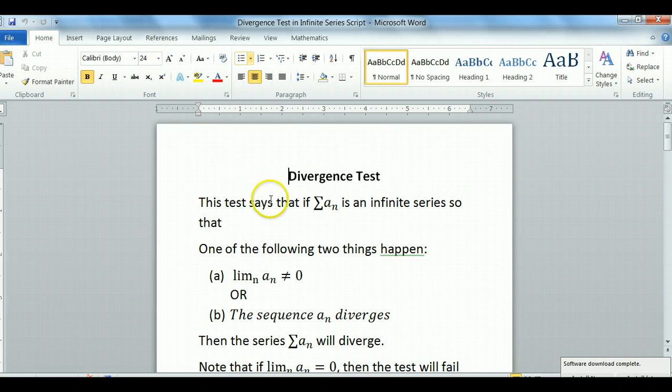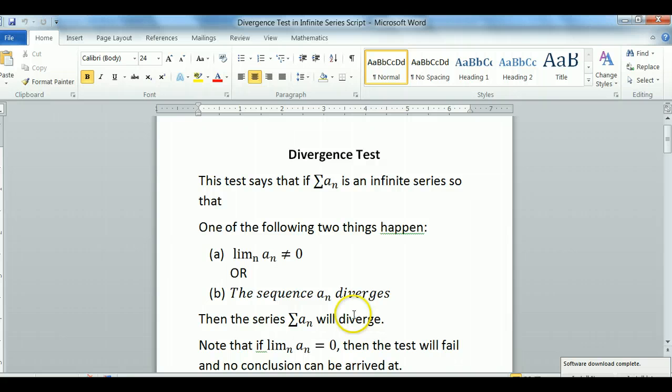Now if you have an infinite series, inside the sigma, which makes it a series, there is a sequence. And now if you take the sequence out, and if one of two things, this or this, happens to that sequence, then the test says that the series is divergent. So you've got to be very careful not to mix up the sequence and the series. Now what are the two things?